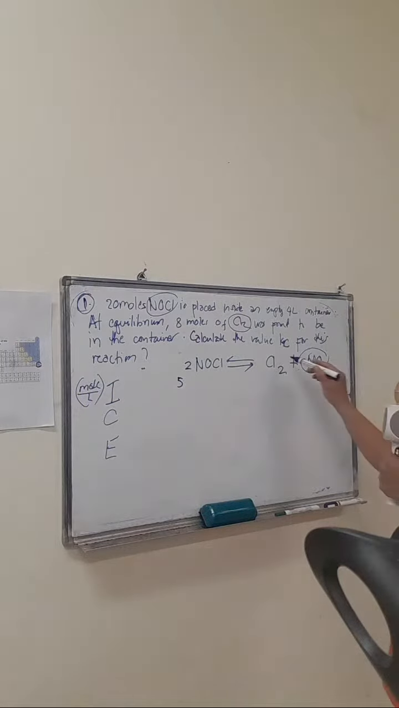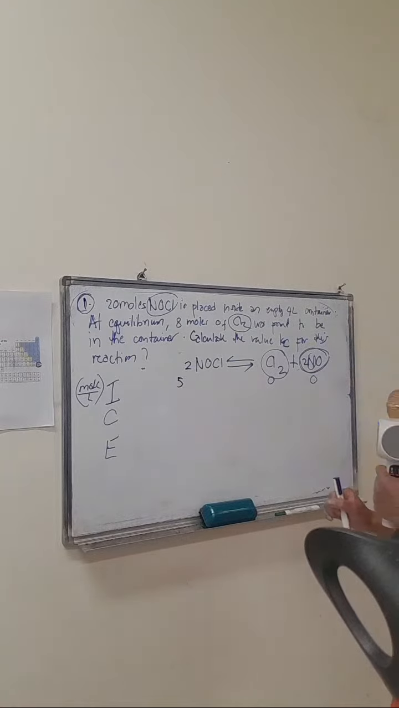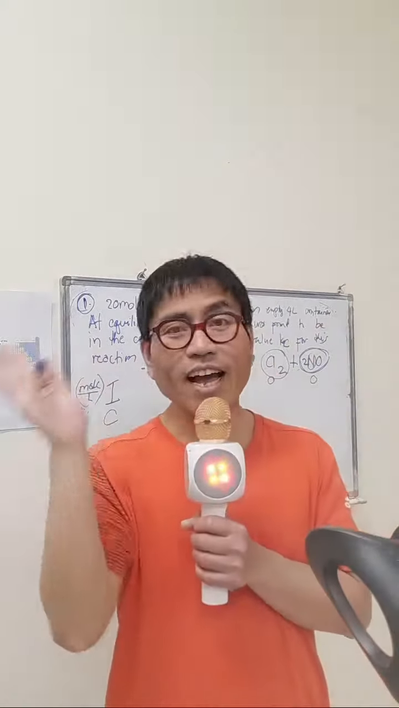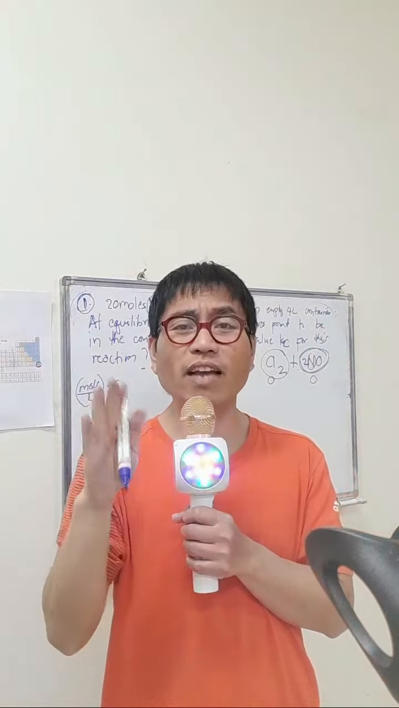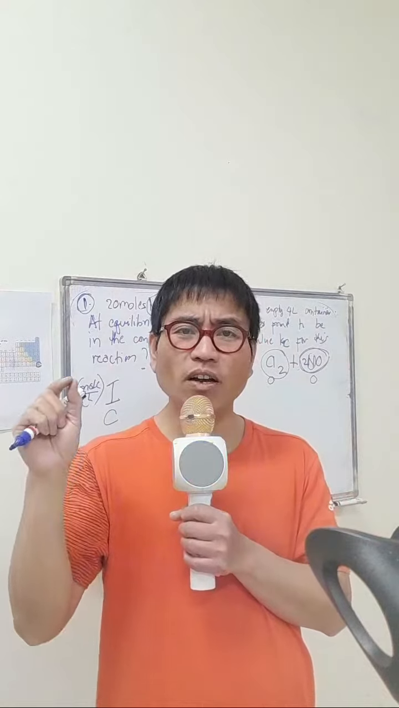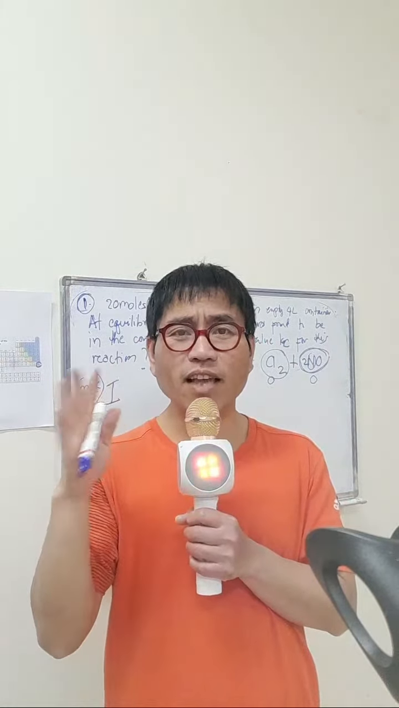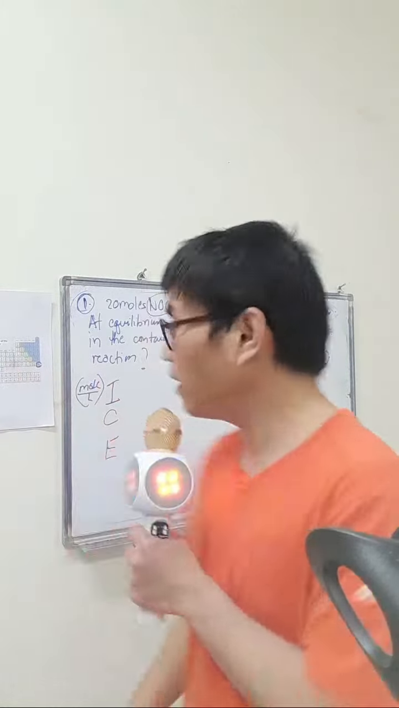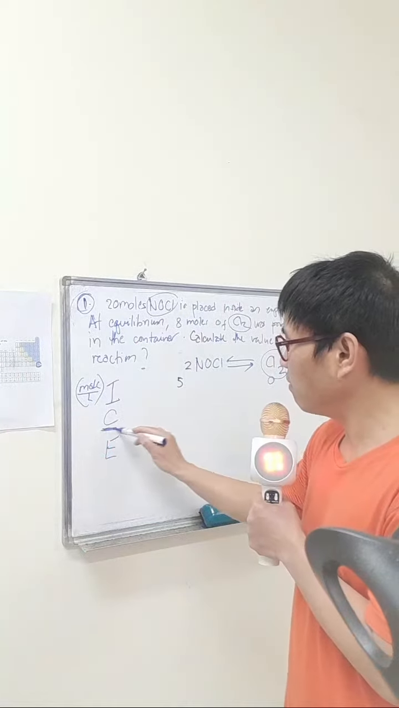Now, for chlorine, we don't have an initial concentration of chlorine and NO. So this is 0 and also 0. In letter I, guys, you should not put X. If nothing, just put 0. If you put X, that is in the second step, C.